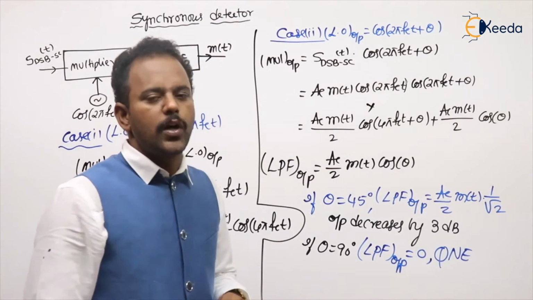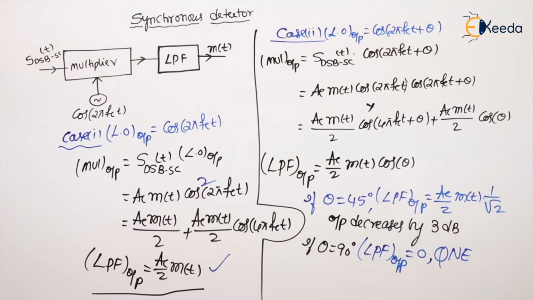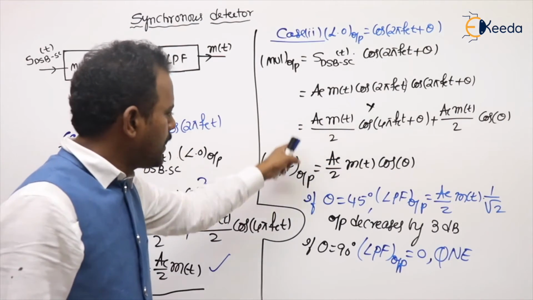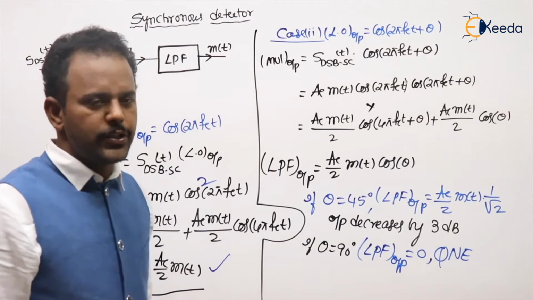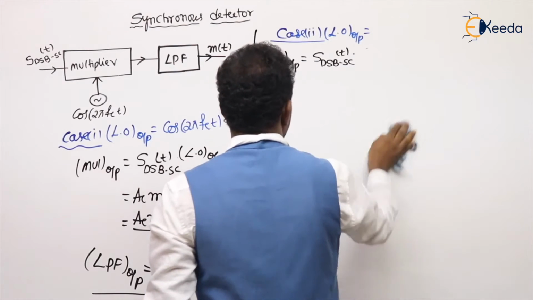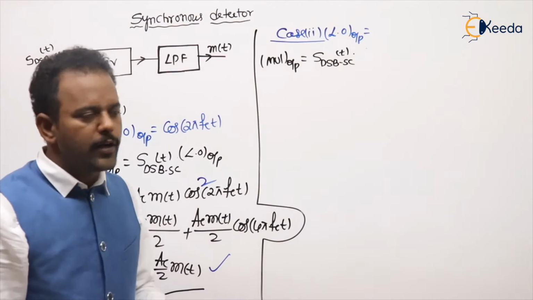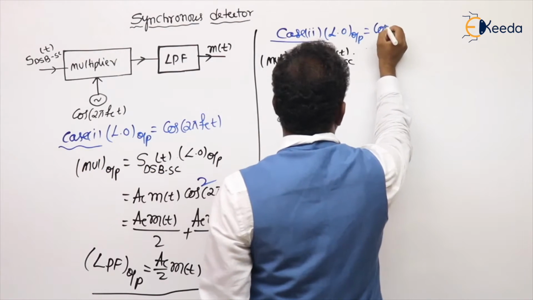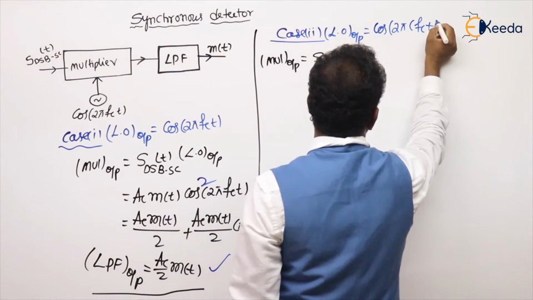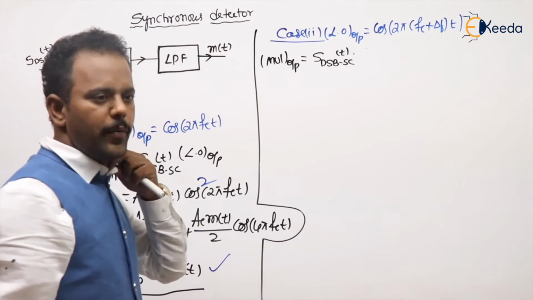Now I will explain the third case. What is the third case, sir? The third case means we have a frequency difference. Are you getting my point? I am erasing this one to write the third situation. I will keep the first case as it is for our reference. In the third situation, I am saying there is a frequency difference. So the local oscillator output is cos 2π(f_c + Δf)t. Are you following my point or not?